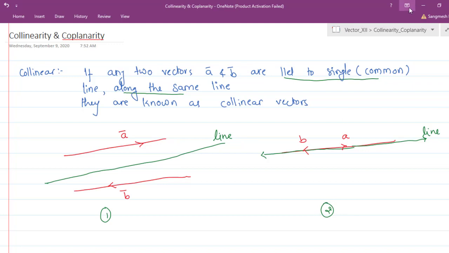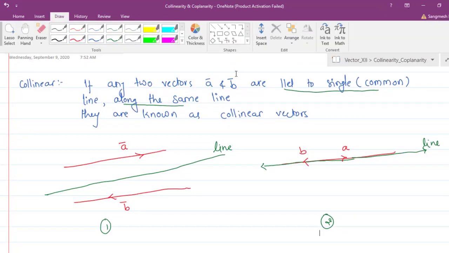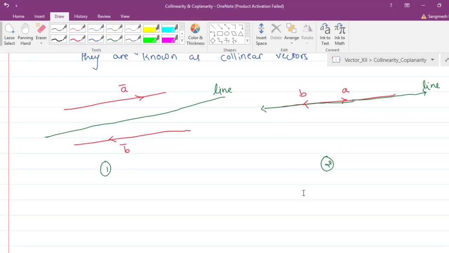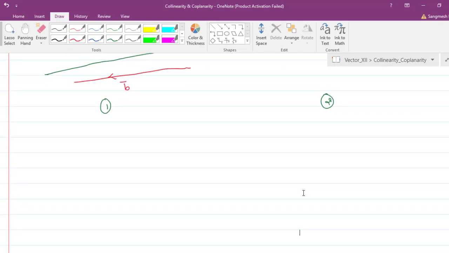Okay, so what we can say here is, in the mathematical form, how you can represent the collinear vector. See here the concept. Suppose I have the vector A bar with magnitude a equal to, suppose, 10.